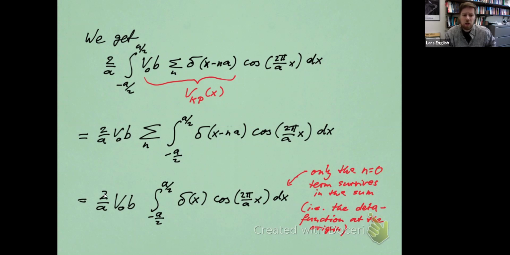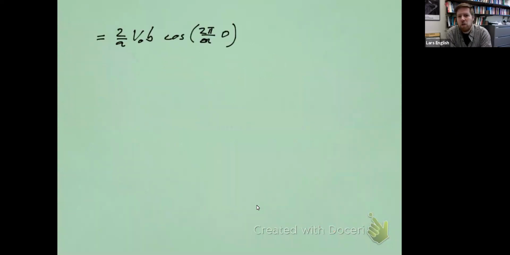So we come down to the next line where I've basically eliminated the sum, because only one term in that sum survives, namely the n equal to zero term. So I've set n equal to zero here. That then leaves me just with that particular delta function centered at the origin and multiplied by the cosine. This is actually an easy integral to do if we know something about delta functions. Namely, we just have to plug in zero for the argument in the cosine. So that's what we'll do here. We just plug in zero, and that will be the result of the integral.